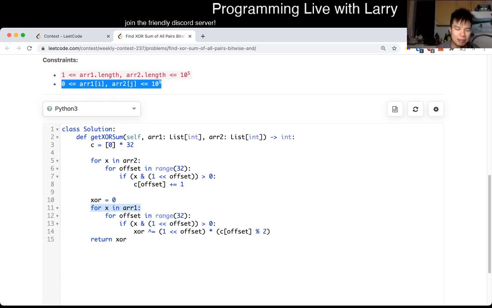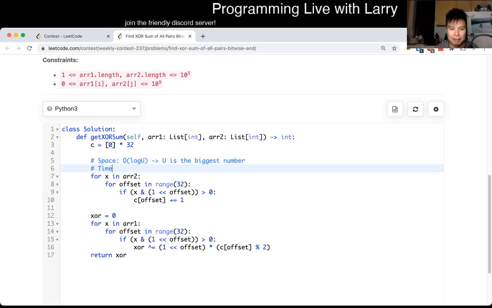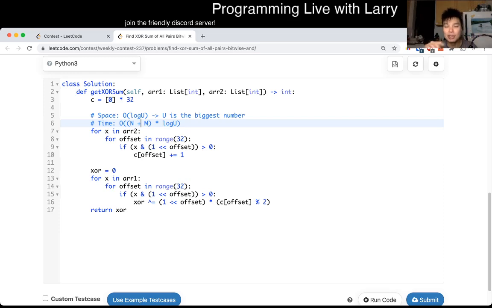In terms of space, it's going to be that same constant, which is 32, or O of 1, or O of log u, where u is the biggest number. So let me write it down. Space is going to be log u, where u is the biggest number, and time is O of n plus m times log u. Also, again, u is the biggest number, and n and m are the sizes of the two arrays. That's all I have for this problem. Let me know what you think, and you can watch me solve it live during the contest next.